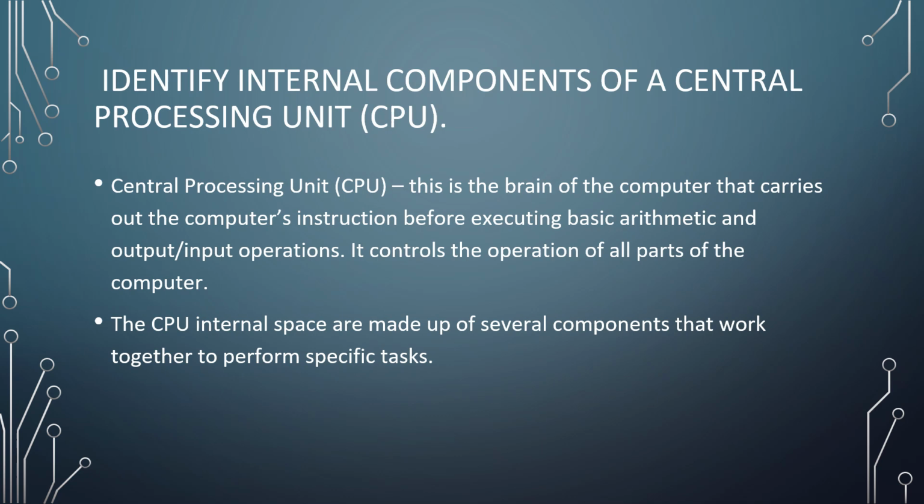First, we'll be identifying the internal components of a central processing unit. The central processing unit, also known as the CPU, is the brain of the computer that carries out the computer's instructions, executing basic arithmetic and output or input operations. It controls the operations of all parts of the computer. The CPU's internal space is made up of several components that work together to perform a specific task.